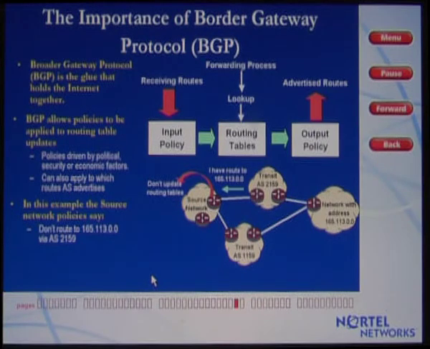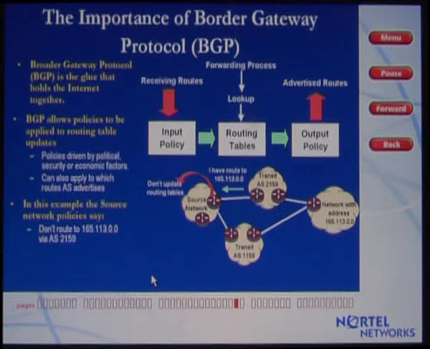For example, a router may have a policy stating that it does not ever wish to access network 165.113.0.0 through AS2159. Thus, if an update contains network reachability information stating a path to 165.113.0.0 through AS2159, the router's input policy engine would prohibit that update from reaching the routing table, resulting in the router never using that path.